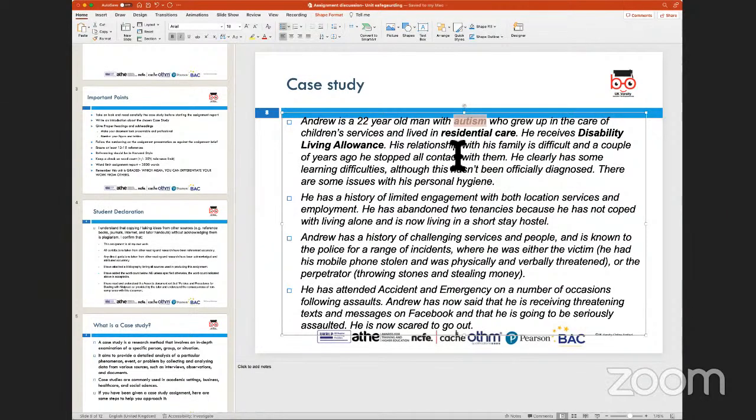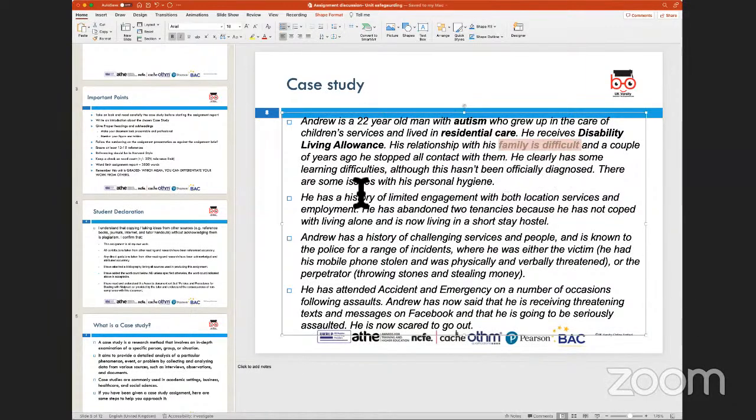Now, his relationship with his family is difficult, and a couple of years ago, he stopped all contact with them. So one of the things that autism as a condition exacerbates is that people find it difficult to socialize and interact with other people in social situations. So his relationships with his family have become difficult. This is another important point.